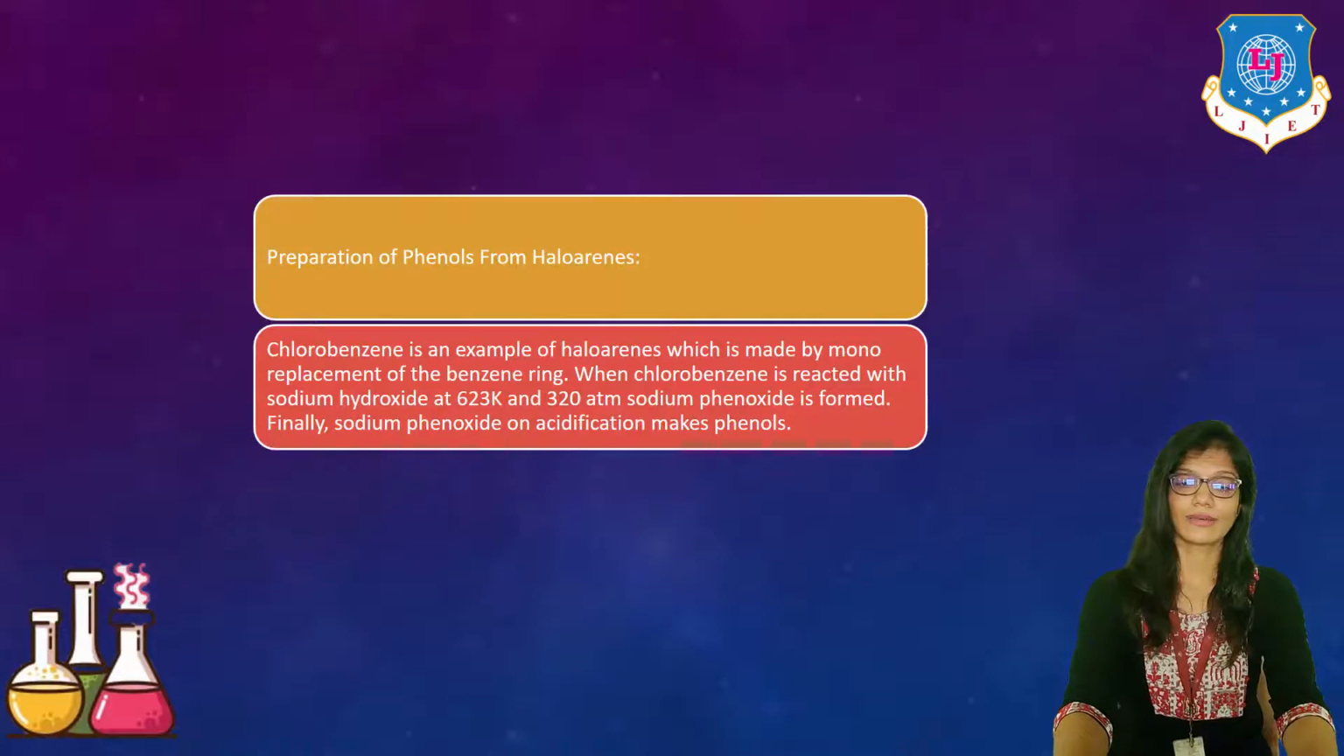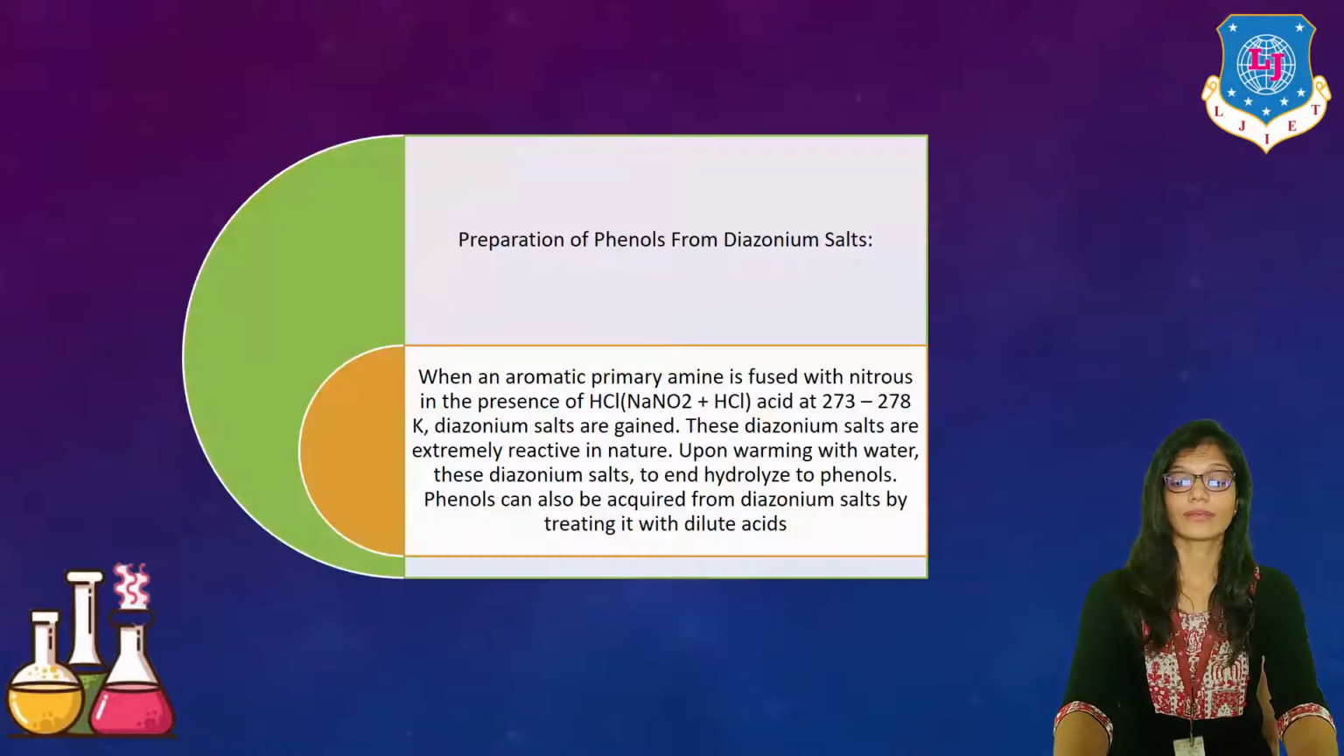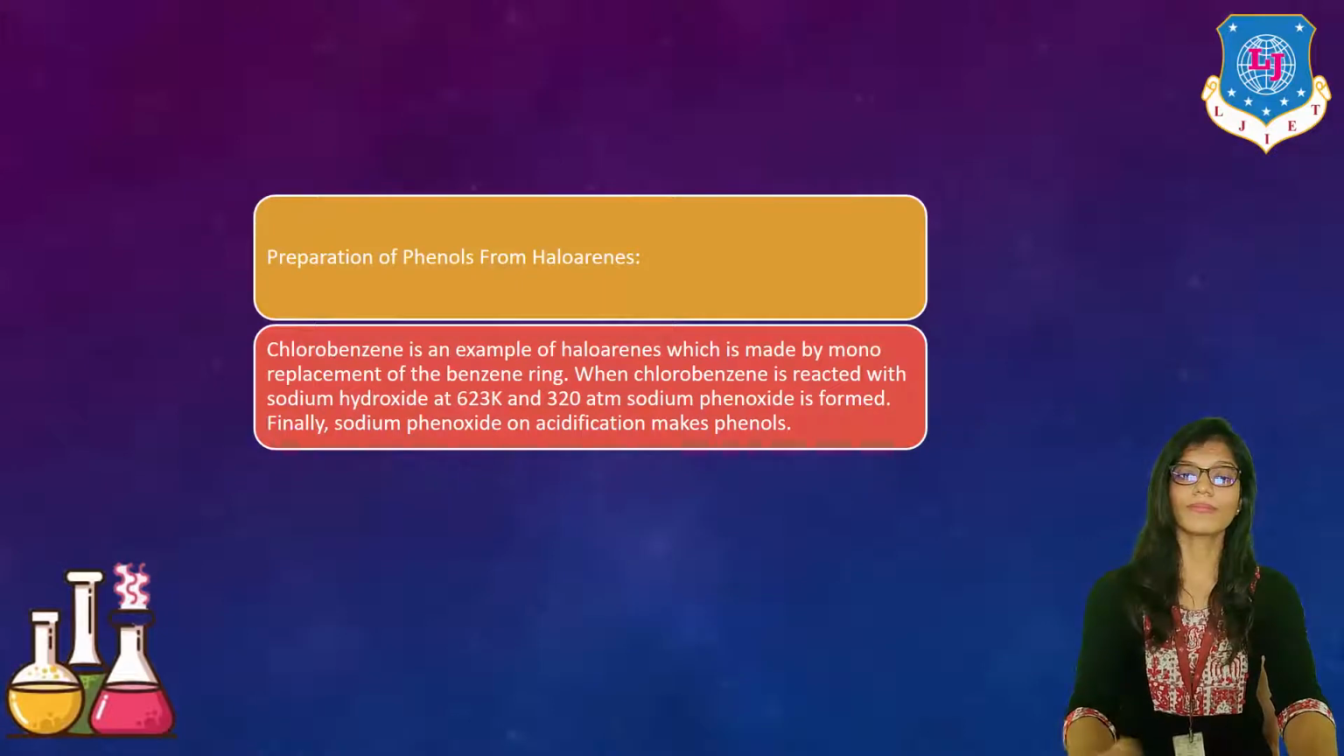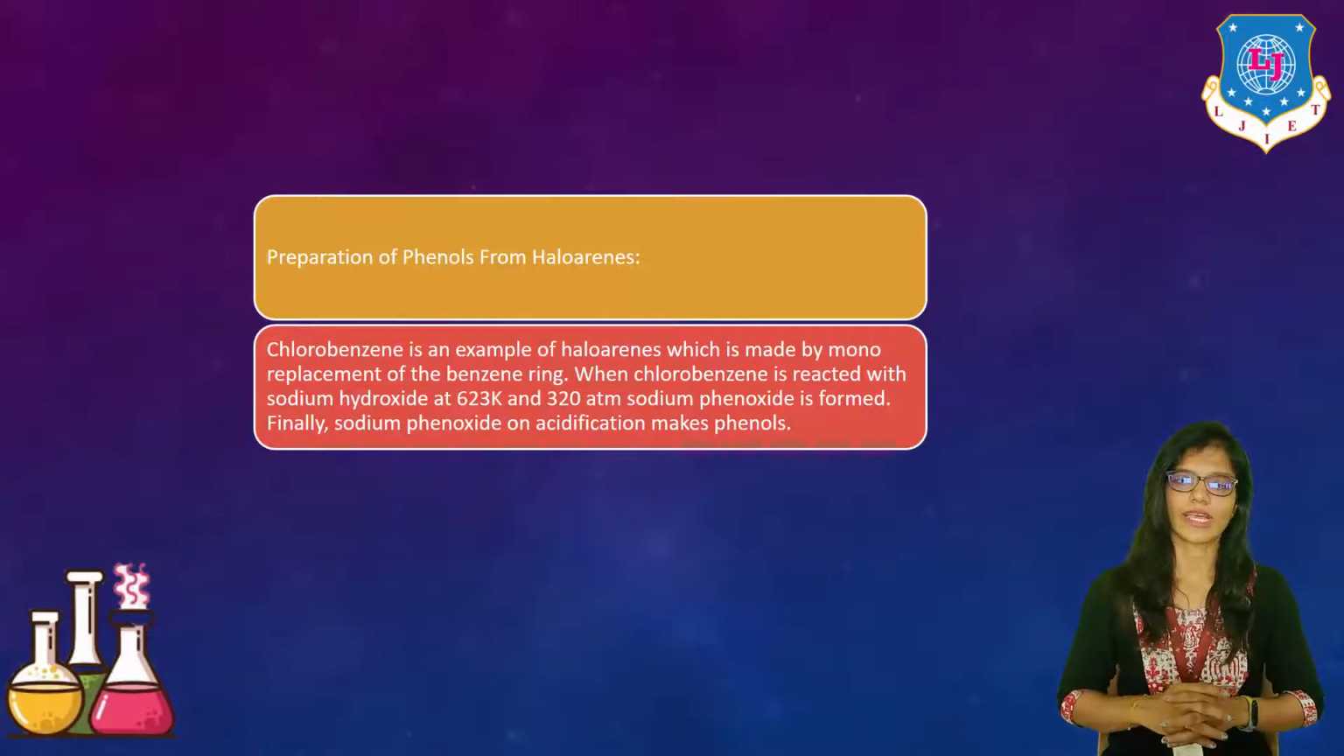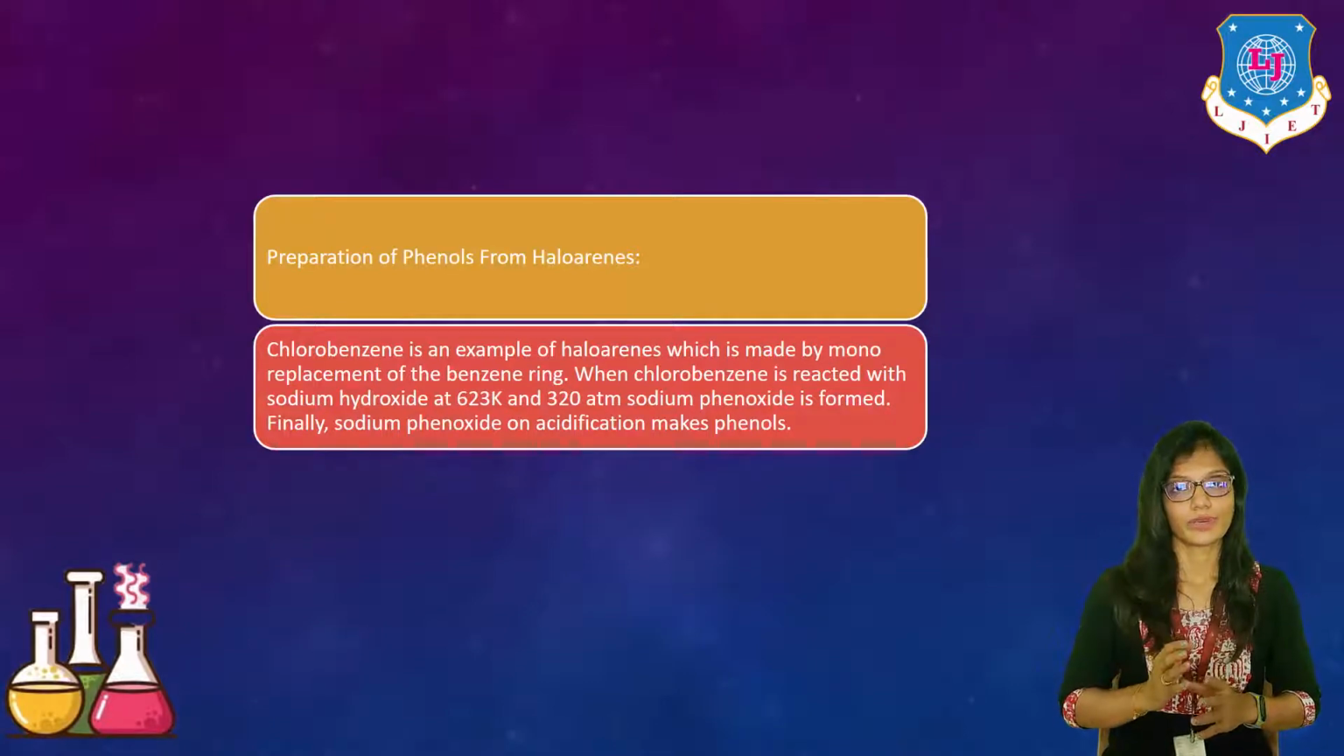Now let's see how it goes. So preparation of phenols from haloarenes. So this is again an example: chlorobenzene is an example of haloarenes, which is made by mono replacement on the benzene ring. So here, how chlorination occurs. So what will happen there? H will be removed and one Cl will be entered.